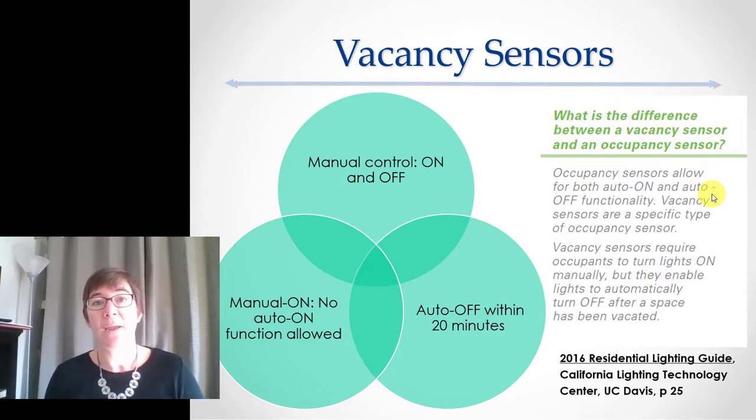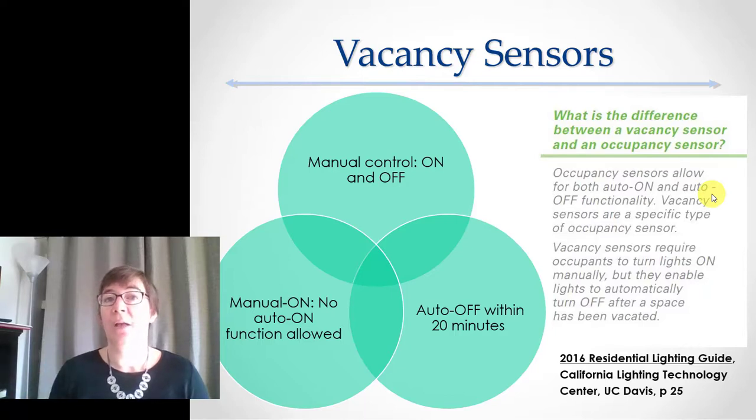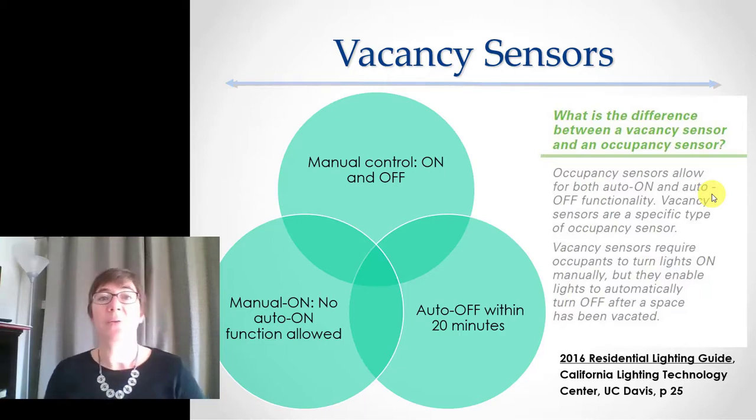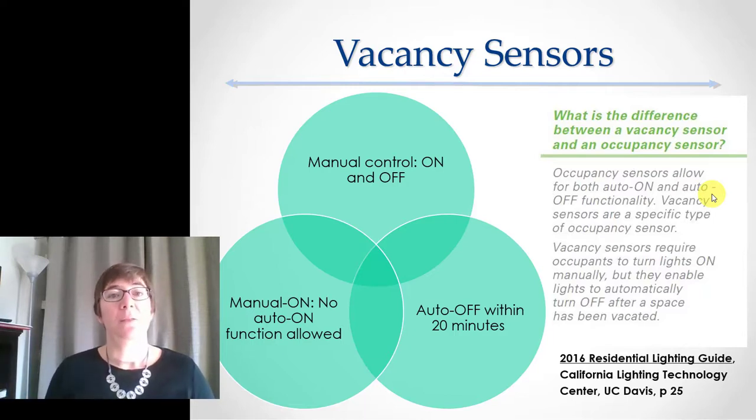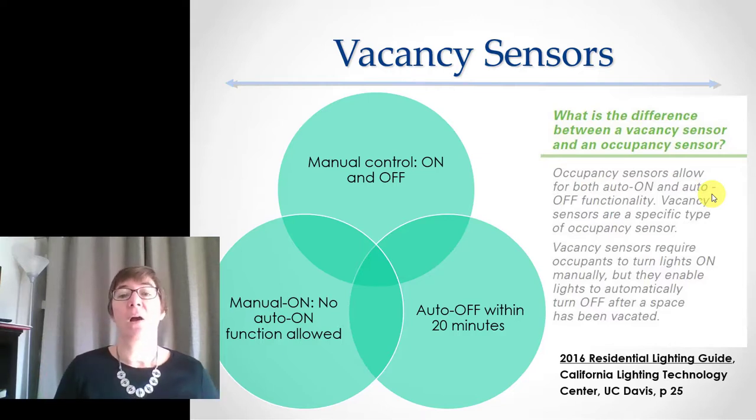They require that the user turn the light on manually. So when you walk into the room, it does not automatically turn on the lights. You have to manually turn on the lights. However, when you walk out and the room is vacant, hence the name, it will notice and turn the light off. So a vacancy sensor has a manual on and an automatic off function. That's right here, manual control.